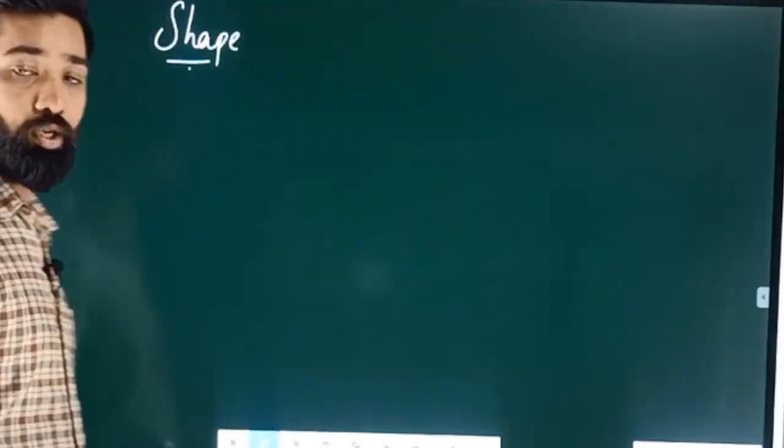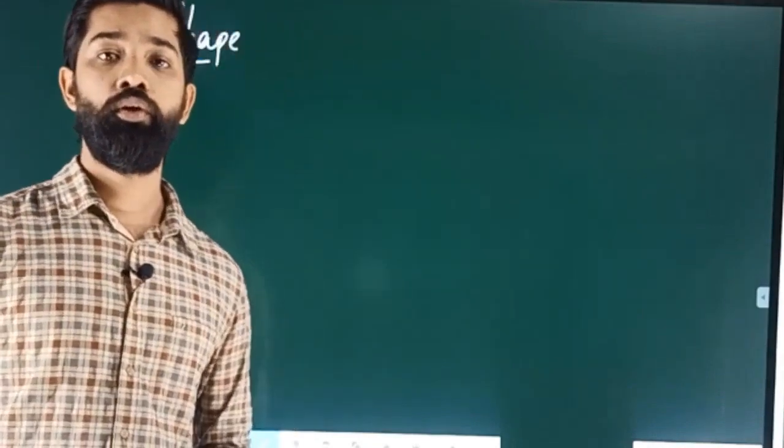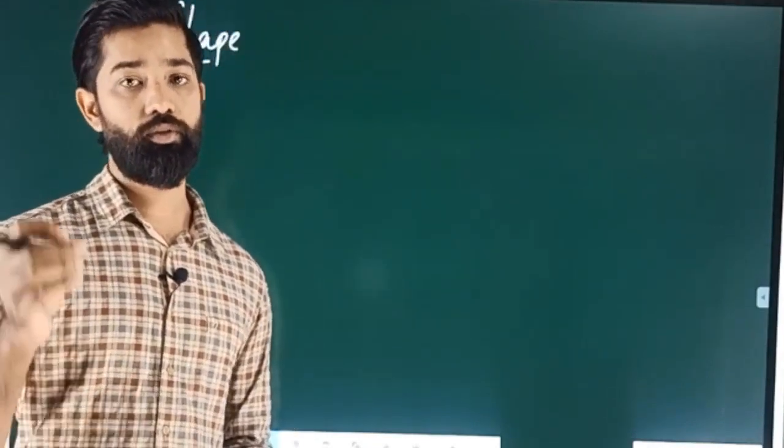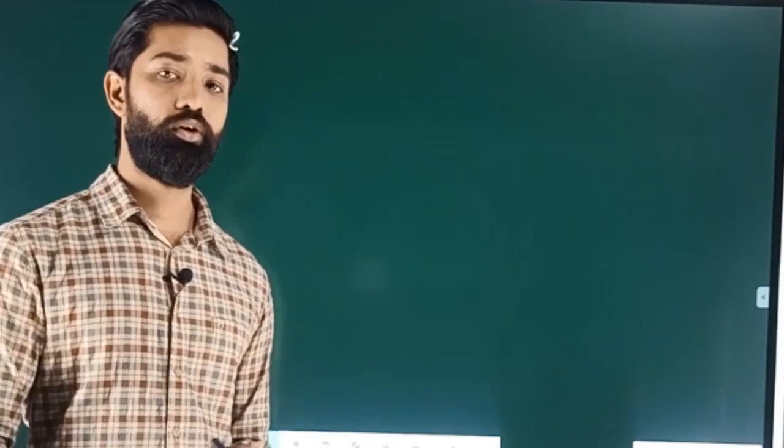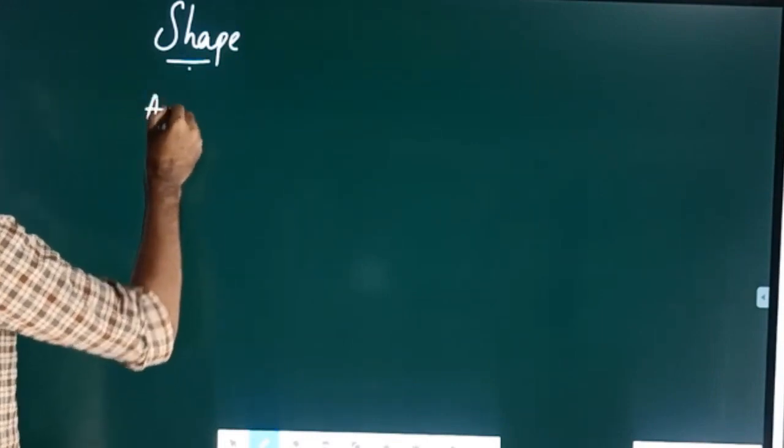Welcome to the next part. In this part, we have to discuss the shape of molecules, or the shape of some electron arrangement, which was already discussed in the last part. So first of all, you can start with the shape AB2.